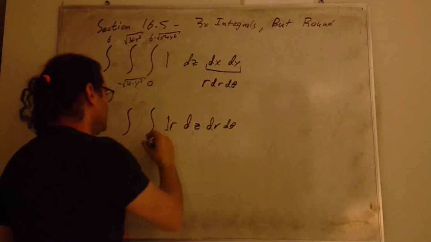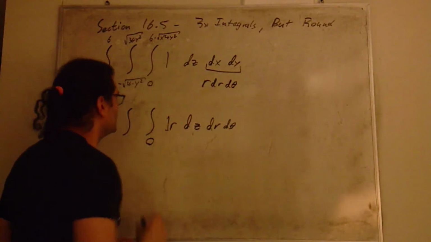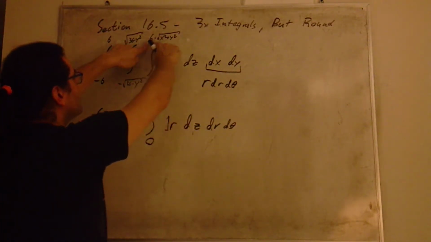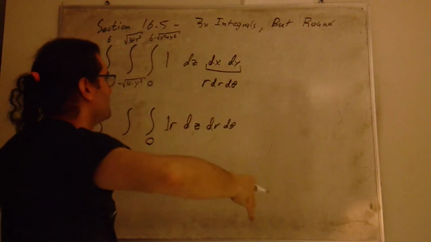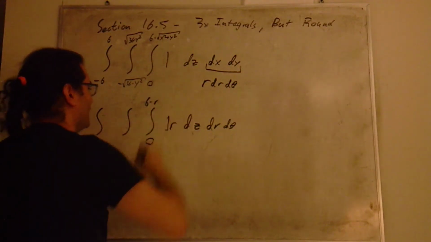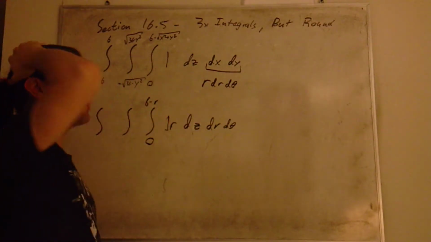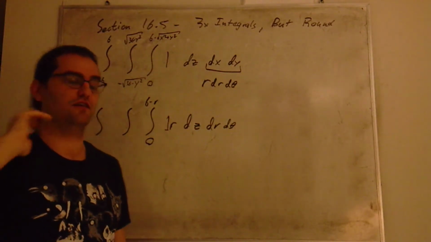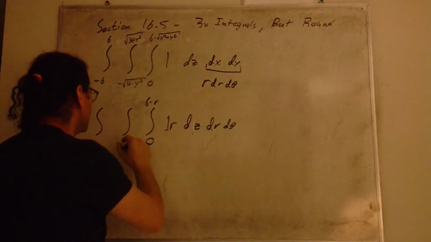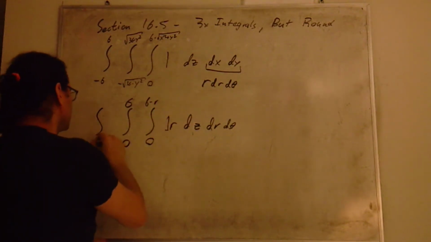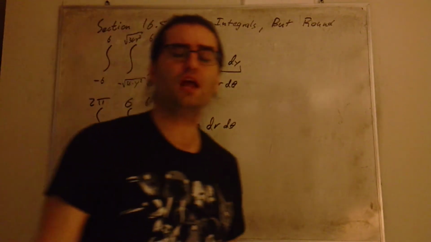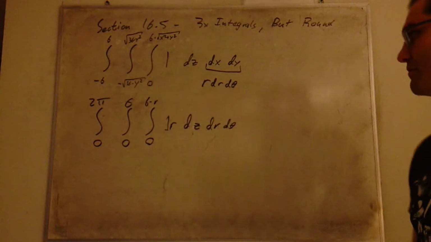Z is going to go from 0. That part's not going to change. Instead of expressing this cone shape in terms of x's and y's and weird square roots, I'm going to express this as 6 minus r. Because the square root of x squared plus y squared is just r, and that's a very convenient transformation. R is going to go from 0 to 6, and theta is going to go from 0 to 2 pi to give me that whole circle. Not so bad, all in all.